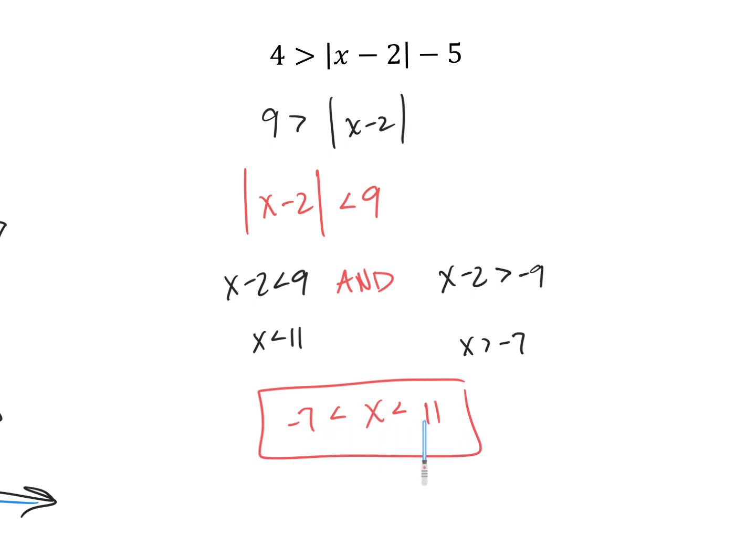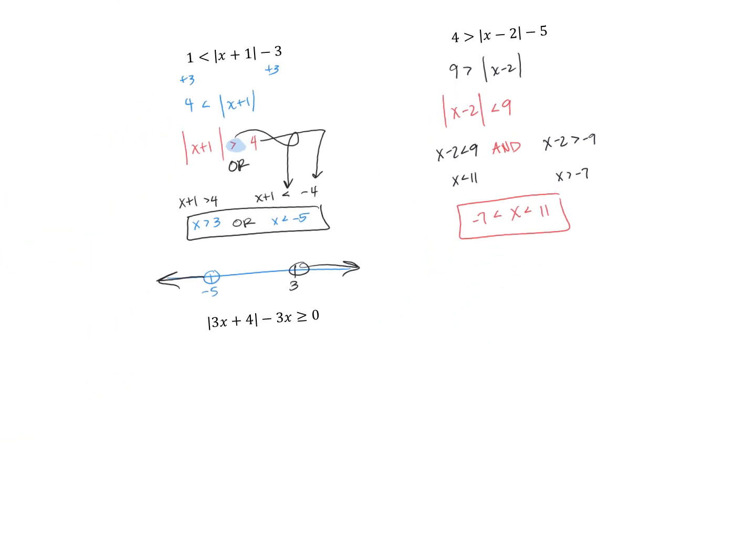Parky, can you give me a number that would fit that requirement? Less than 11, but bigger than negative 7. 2. You guys, what's 2 minus 2? 0. Absolute value is 0 minus 5. Negative 5. Is 4 bigger than a negative 5? Yeah, you found the good region. One more, peeps. See if I can do it without making a mistake.